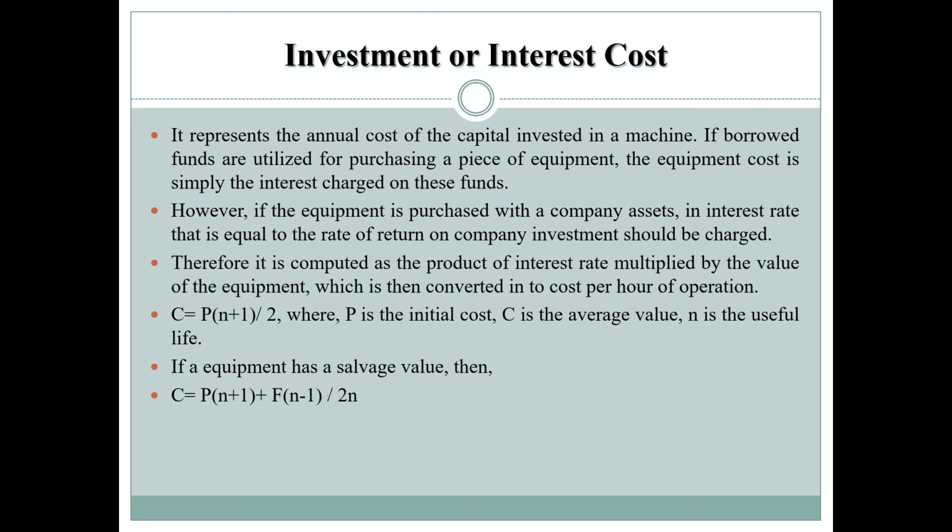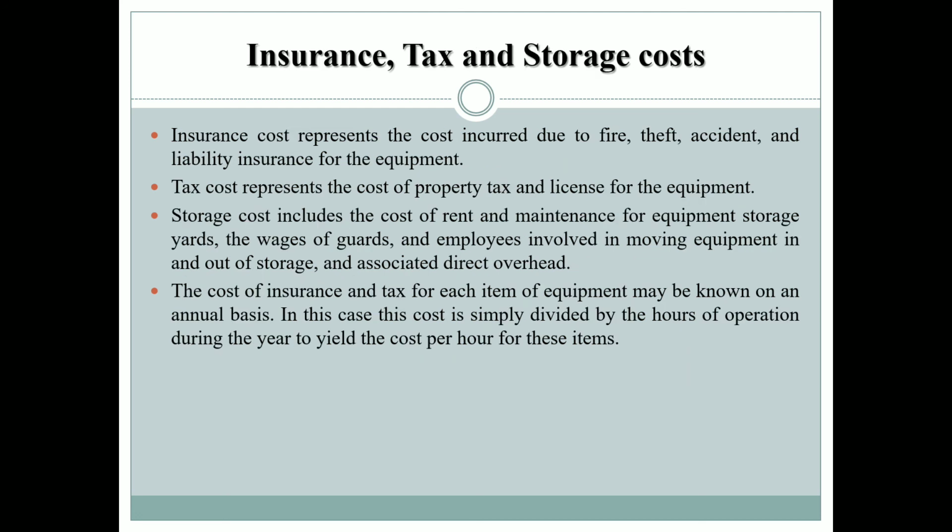So C = P × (N + 1) / (2N), where P is the initial cost, C is the average value, and N is the useful life. If the equipment has a salvage value, then F comes into the picture, where F is the salvage value. That is C = [P × (N + 1) + F × (N - 1)] / (2N).